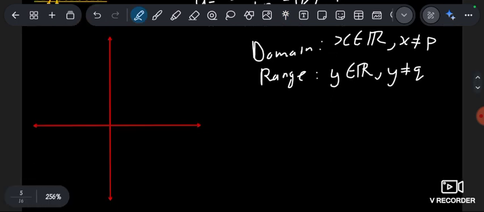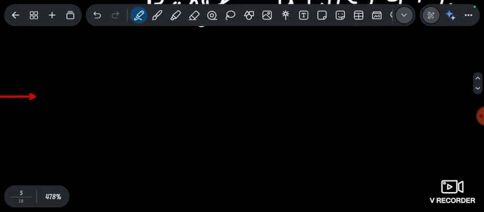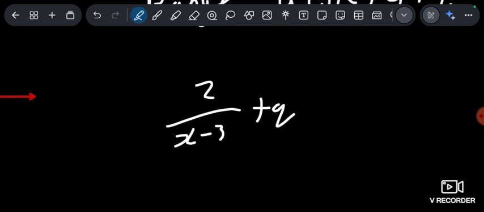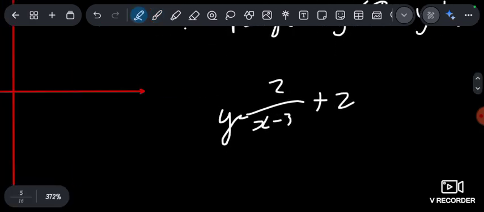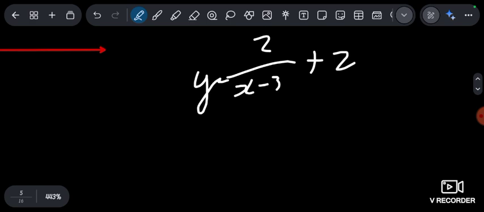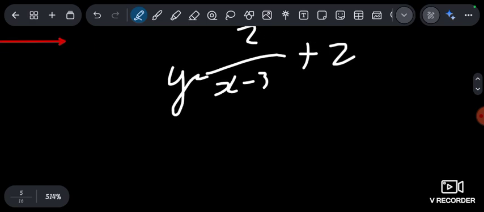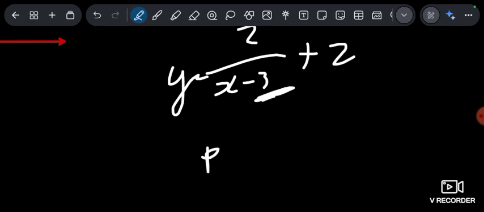Now the same thing, if I have, let's say for example, 2 over x minus 3, plus 2. Let's say this is our graph. Now where is our asymptote? This is p, but remember what I said to you with p. I said if it's negative, then you write it as positive, right?